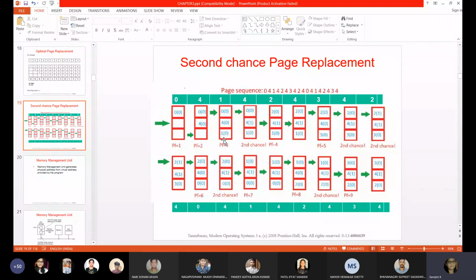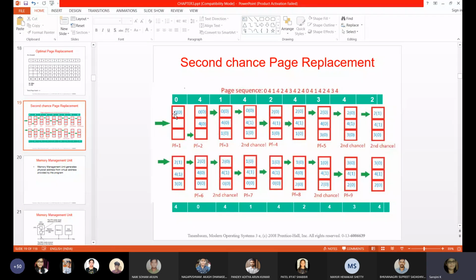Now page zero comes. Main memory was completely empty. Initially, the pointer will point to the first frame. The clock pointer by default points to the starting of the main memory, which is the first frame. It is not shown in the diagram, but it would be here. When page zero comes, we place page zero, because that page was not there and memory was completely empty.